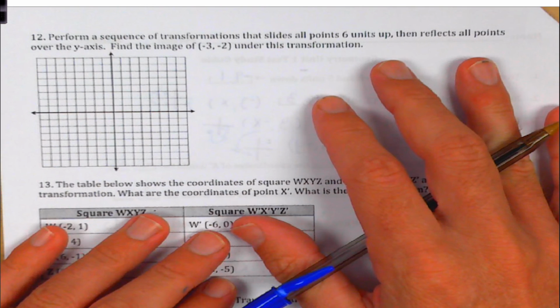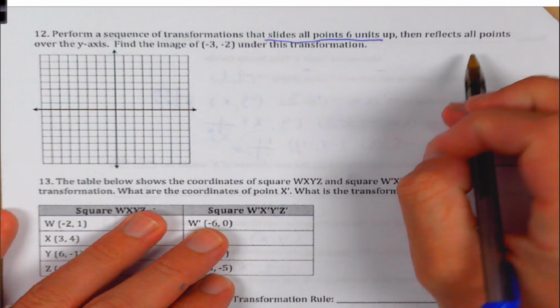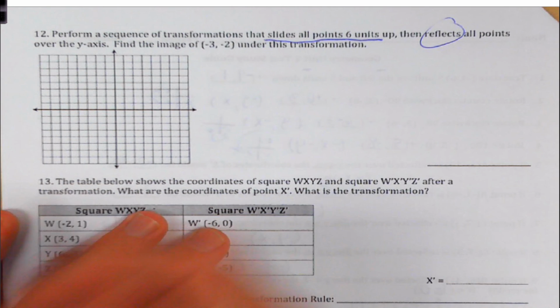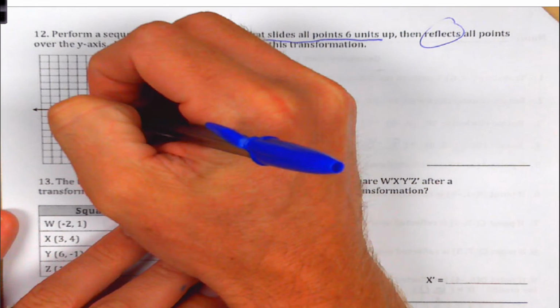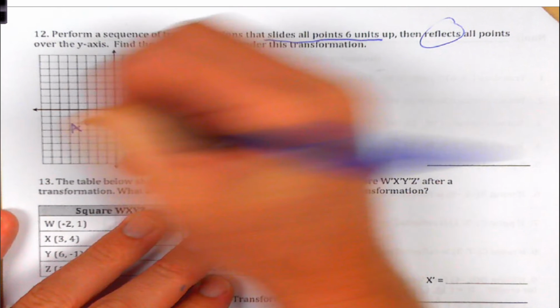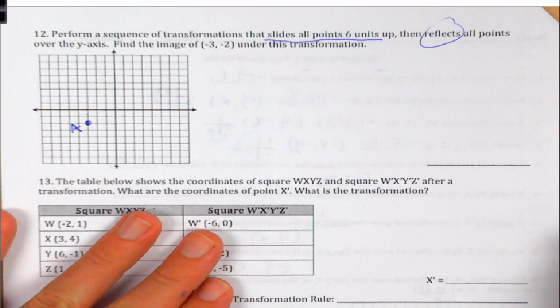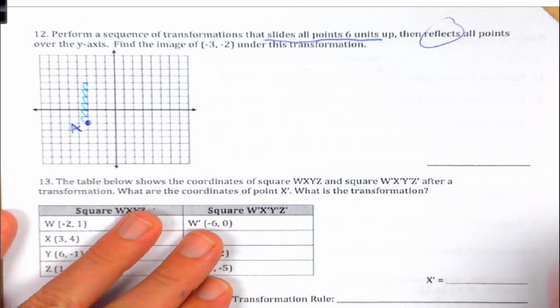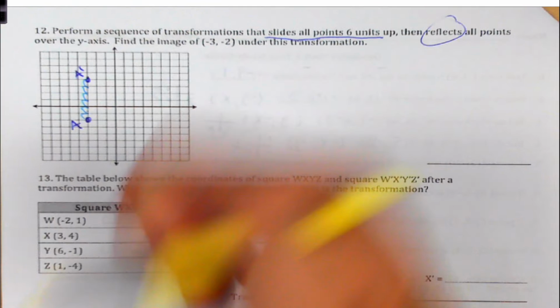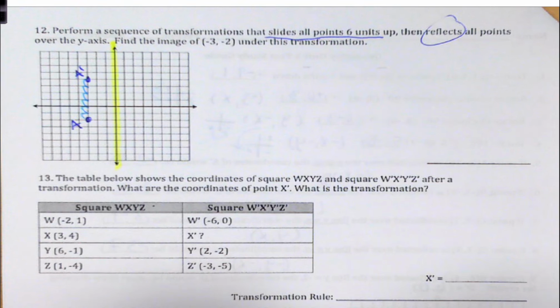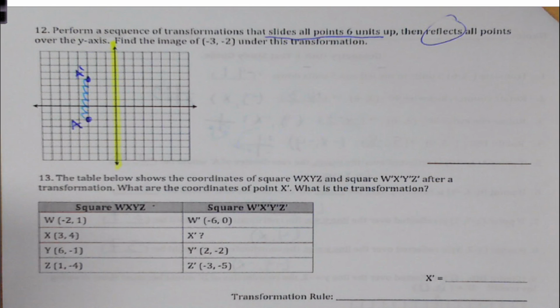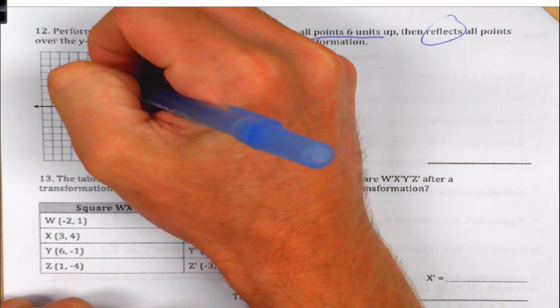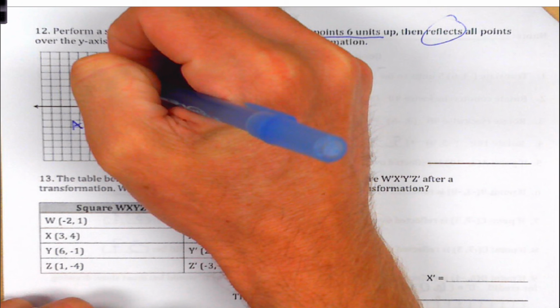We're going to perform a sequence of transformations. I'm going to slide all points up 6 units, and then I'm going to reflect over the y-axis. So I'm going to use this point, (-3, -2). I'm just going to call it A for the sake of calling it A. I'm going to slide it up 6, 1, 2, 3, 4, 5, 6. This would technically be my first maneuver, A prime, and then it says reflect over the y-axis. So here's the y-axis. I could use the rule, but I could always just count. That's 1, 2, 3. So I'm going to go 1, 2, 3.